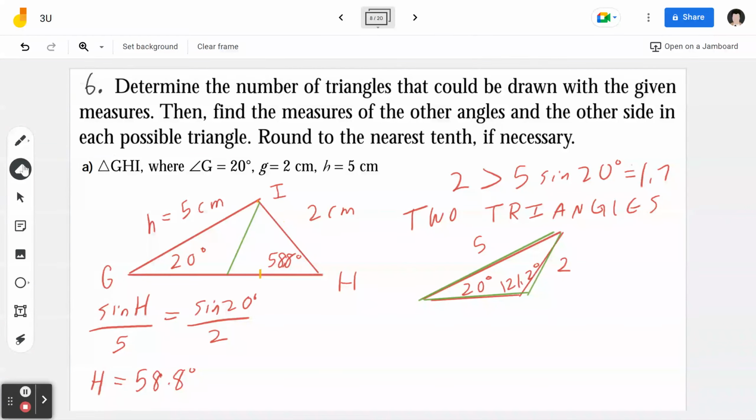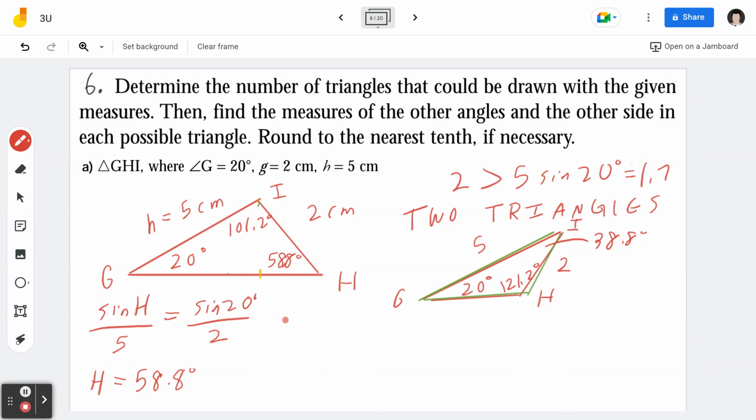But if I erase this line now that you understand the 2 triangles, you can take 180 minus 20 minus 58.8. That's going to give you 101.2 degrees. In the second case, 180 minus 20 minus 121.2. That's going to give you 38.8. So again, the hard part's over because you can now solve for the remaining side, which is length I.